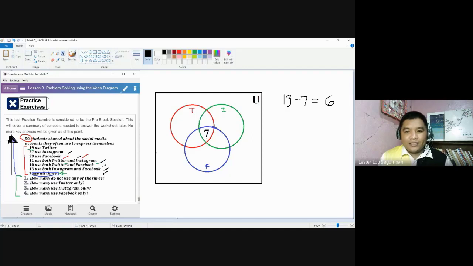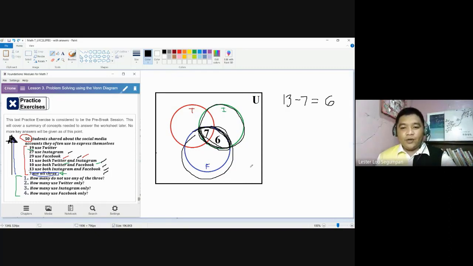If you're going to place this 6 here and examine again the portion common to the green circular figure and the blue circular figure, you will see two numbers corresponding to 7 and 6. And 7 plus 6 is 13. Why did we do that again? Because out of this 13 who use both Instagram and Facebook, 7 of them also use Twitter, as indicated here at the bottom. That is the process that we are going to do here.